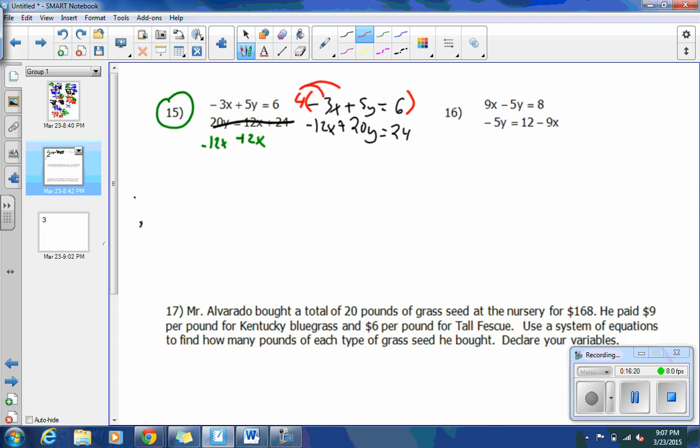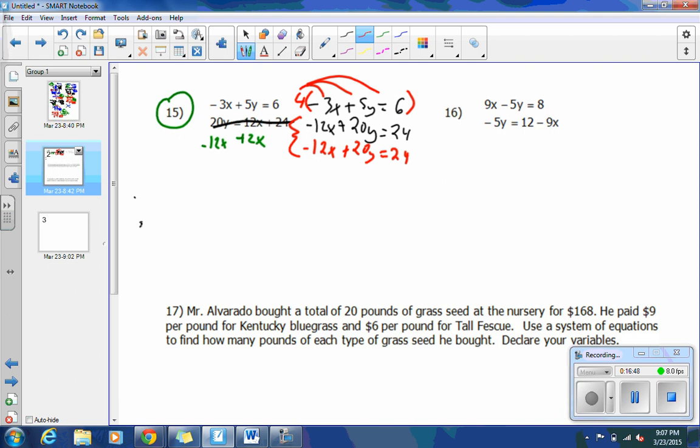When we multiply all the parts by 4, you end up with our new equation of negative 12x plus 20y equals 24. Uh-oh. You don't have to go any farther. If you look at these two equations, they're exactly the same. Two equations that are exactly the same.